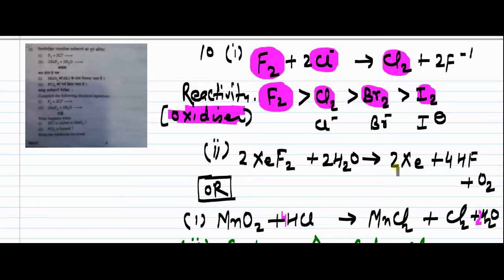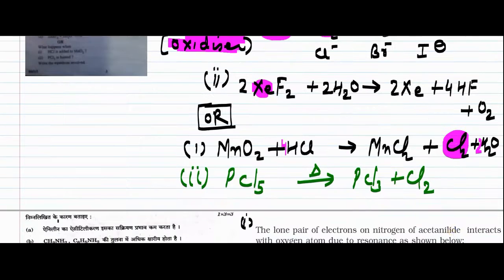XeF2 plus 2H2O results in Xe plus 4HF plus O2. MnO2 plus HCl gives MnCl2 plus Cl2 plus 2H2O. What happens when PCl5 is heated? PCl5 gives PCl3 and chlorine.